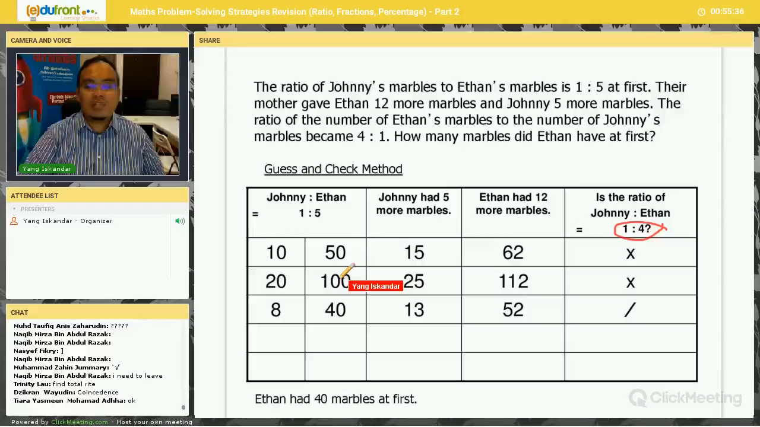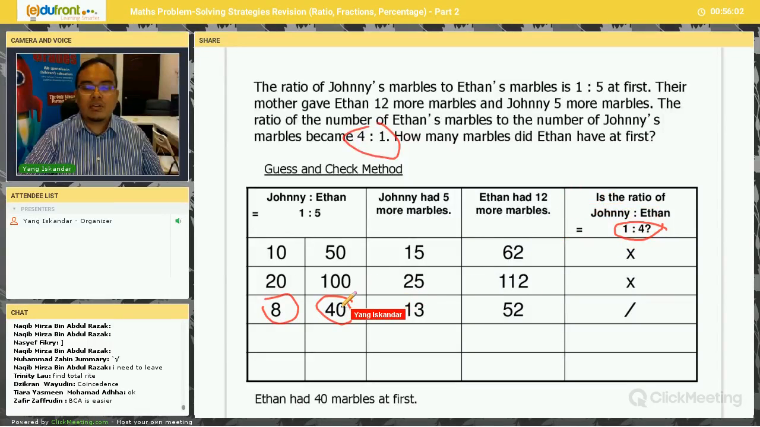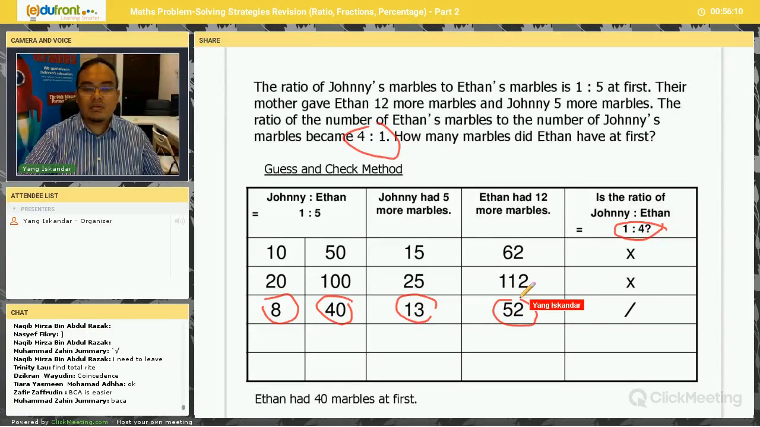So then you move on to guess again. What if the ratio is 20:100? If Johnny is given 5 more marbles, you get 25. Ethan given 12 more marbles, you get 112. Now, do we get 4:1 at the end? Again, no, right? Next we try 8:40. 1 multiplied by 8, 5 multiplied by 8, we get 8:40. Johnny was given 5 more marbles, 8 plus 5, we get 13. Ethan was given 12 more marbles, 40 plus 12, you get 52. So you can see here the ratio is 4:1, right? So it meets the requirement of the after.